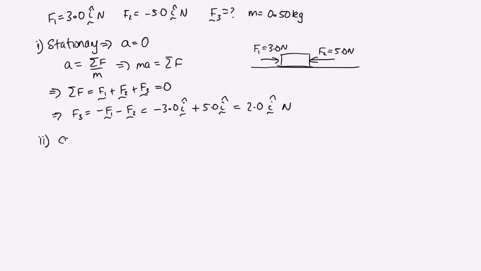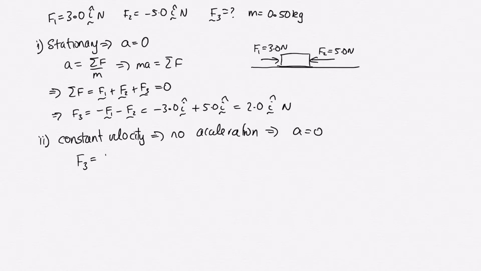If it's got a constant velocity, it means there's no acceleration, i.e. the acceleration is equal to 0. So we've got exactly the same case as we had in part 1. So in this case, F3 is also equal to 2.0i newtons.